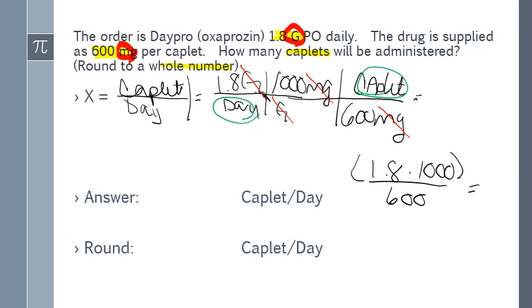And once you do the math for that, you are left with 1,800 over 600. Again, I don't like all those zeros, so you can actually do a little canceling here to make it easier to divide. And I always like work easy, not hard. 18 divided by 6 is going to leave us 3 caplets per day.